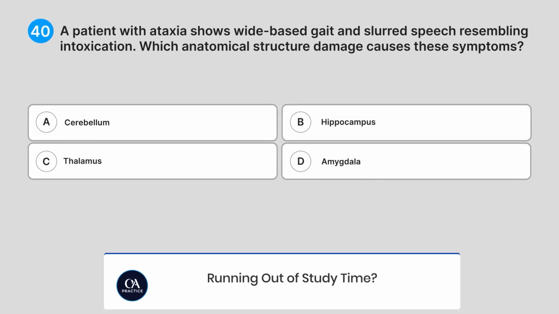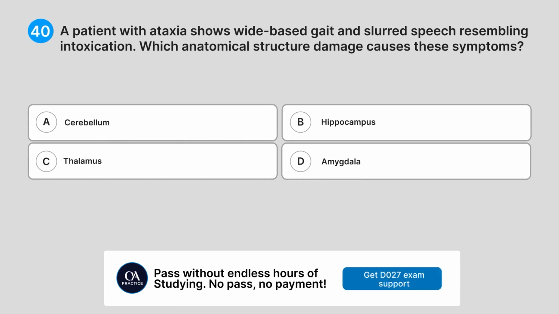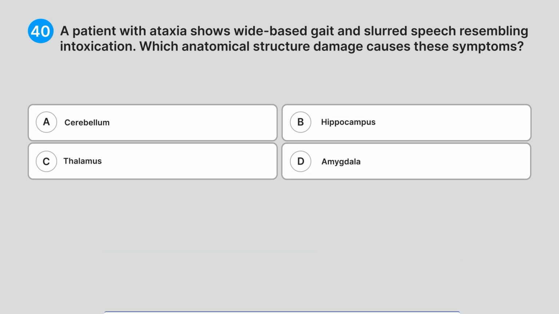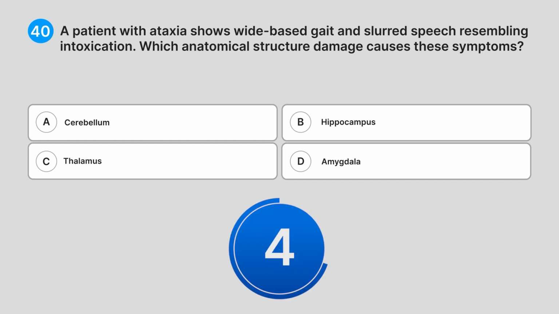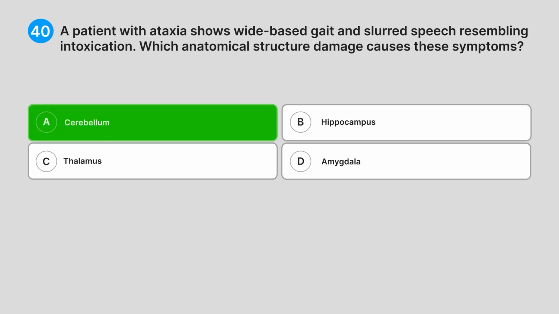40. A patient with ataxia shows wide-based gait and slurred speech resembling intoxication. Which anatomical structure damage causes these symptoms? A. Cerebellum, B. Hippocampus, C. Thalamus, D. Amygdala. Do you know the answer? Correct answer, A. Cerebellum.